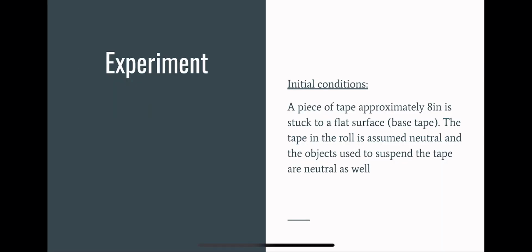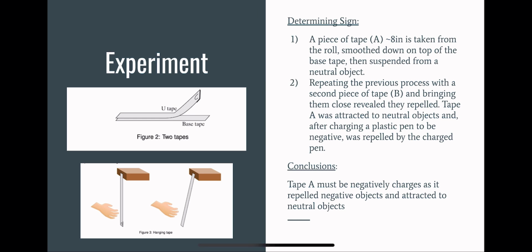Moving on to our experiment now, our initial conditions were that we had a piece of tape that was considered neutral stuck to a flat surface. The tape coming out of the roll was assumed to be neutral, and the objects used to suspend the tape were also considered neutral. The first part of our experiment is to determine the sign of the charged tape. To do this, we took a piece of tape, tape A, smoothed it down onto the base tape and removed it very quickly to charge it, and then suspended it from a neutral object or at the edge of the desk. We then repeated the process, creating a second charged tape B, and brought tapes A and B close together and observed that they repelled.